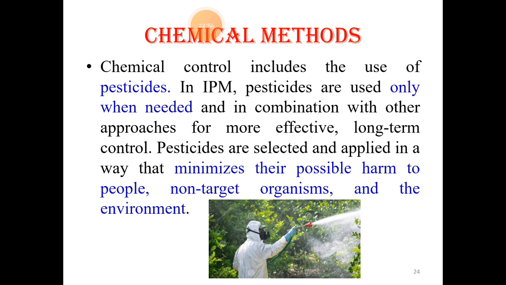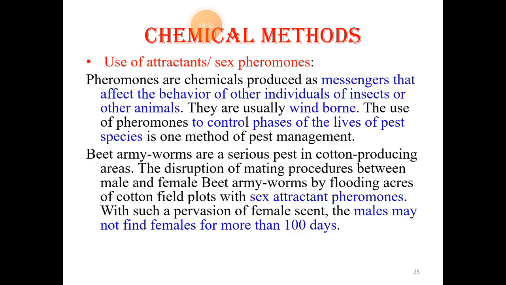IPM method, because we know that any chemicals, when added to nature, will damage the environment and cause various adverse effects on non-target organisms. So it will harm the people, harm the environment, and harm the non-target organisms. In order to overcome this, we keep the usage of pesticides, that too chemical pesticides, as the last option. And it will not be used directly, it will be combined with the other methods. So that's the importance of chemical control methods.